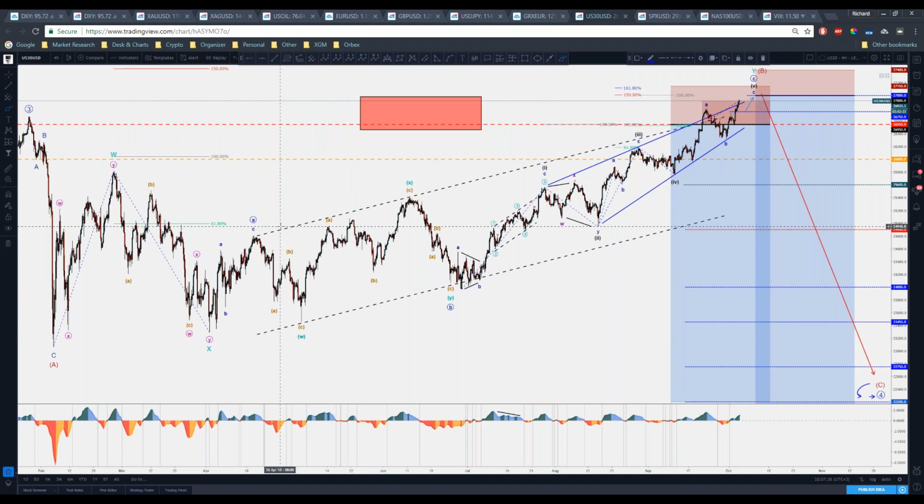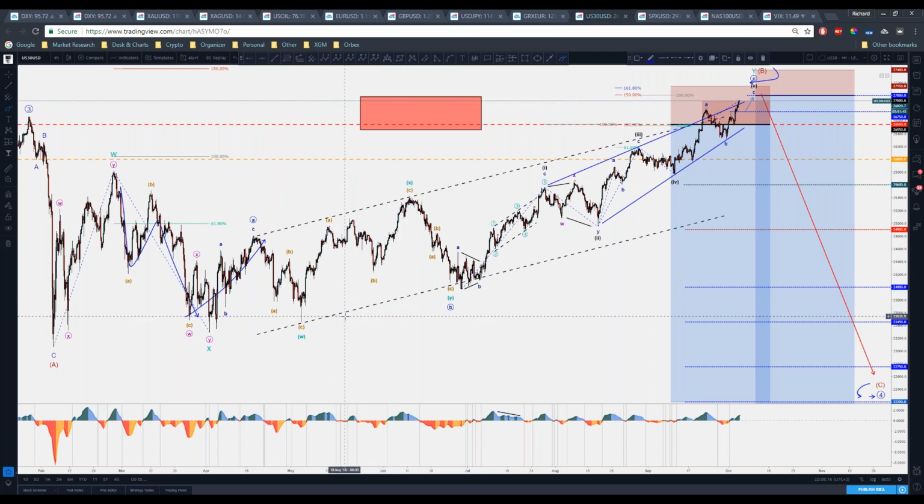Not to mention that because this wave B is complex, it implies a double three, right? Which I'm labeling as a W with multiple overlaps right here, as you can see, W, and then X, and then A, B in a running flat where this leg goes beyond the end of A, and this leg goes basically beyond the start.